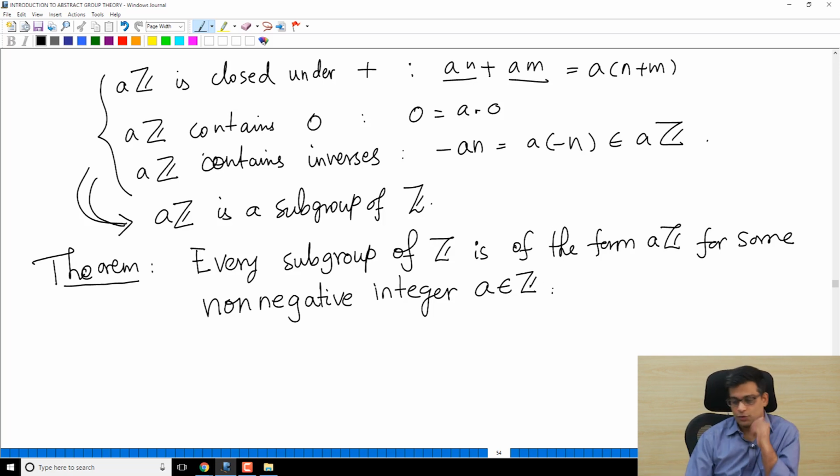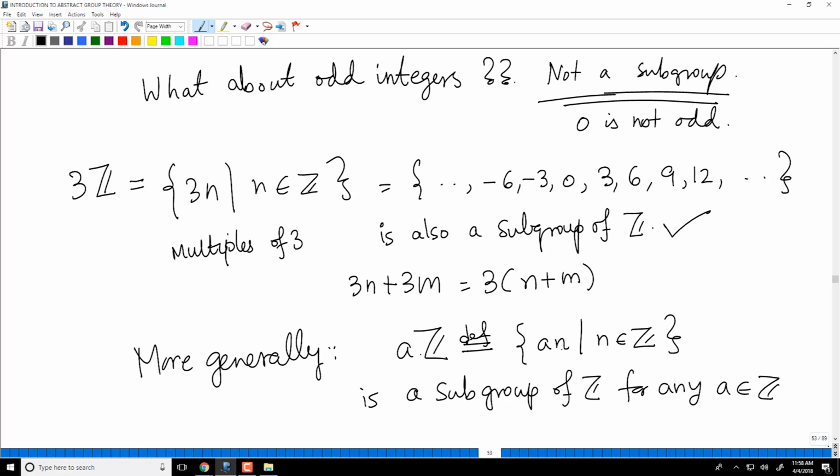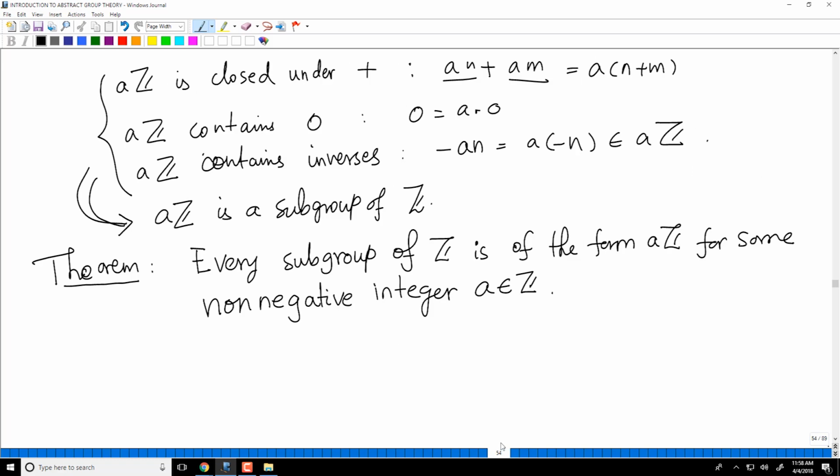Okay, so this is the theorem. Earlier, before the theorem, I showed that aZ is a subgroup for every small a, but now I am making the converse statement. I am saying that every subgroup of Z is of the form aZ, this specific kind of subgroup. This requires a proof, right? These look like specific kinds of subgroups, but why should every subgroup of Z be of that form?